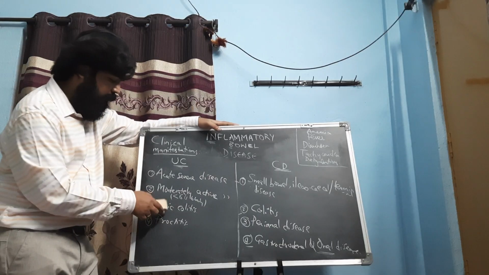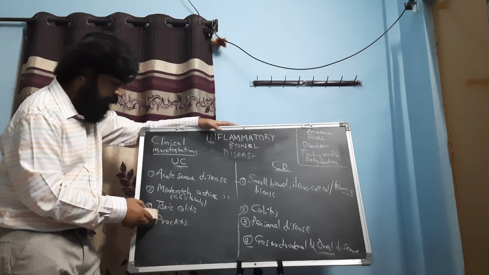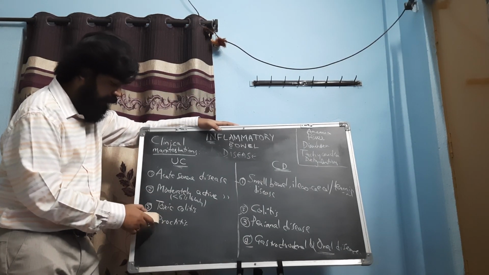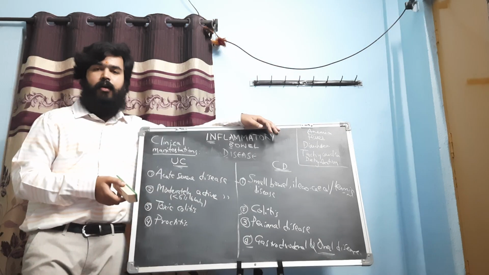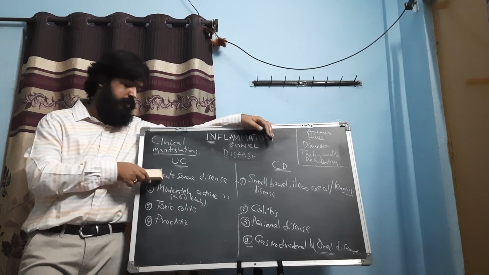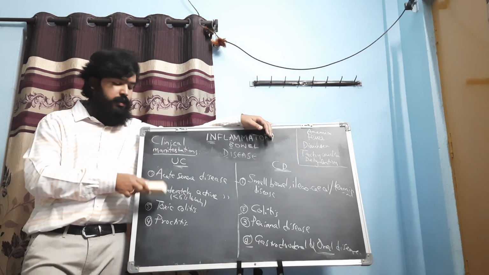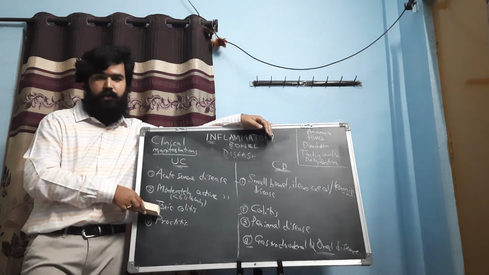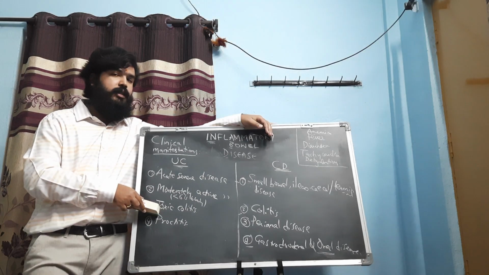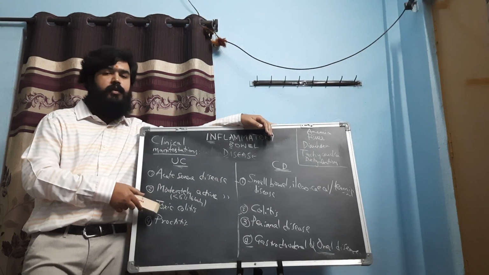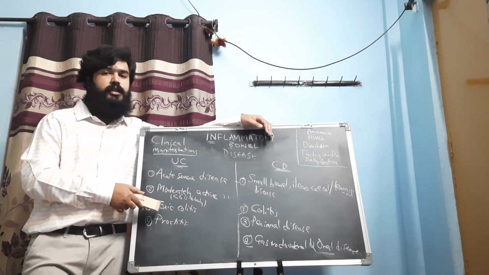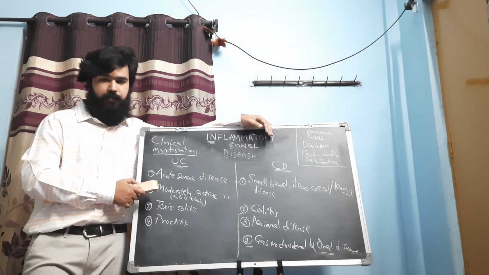I'll discuss proctitis first. So toxic colitis is the next form. If severe ulcerative colitis is left untreated, it turns into toxic colitis. And in toxic colitis, there is a 50% chance of mortality if the patients are not treated even at this stage.